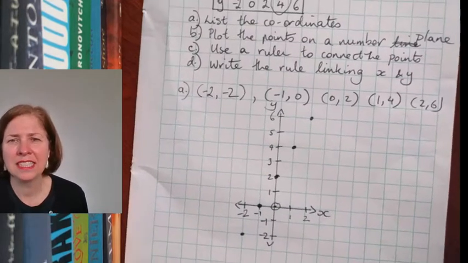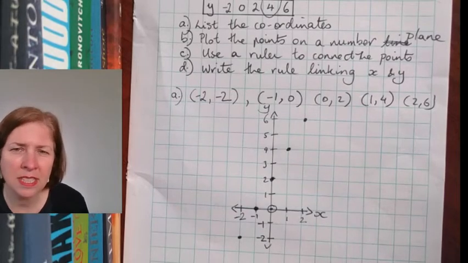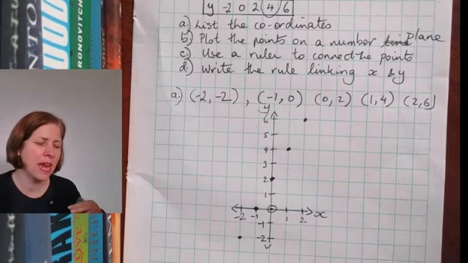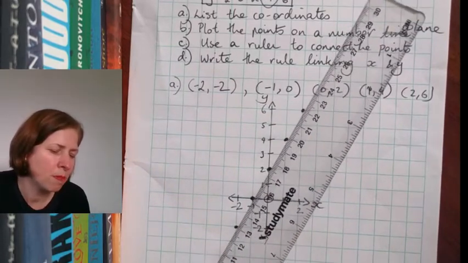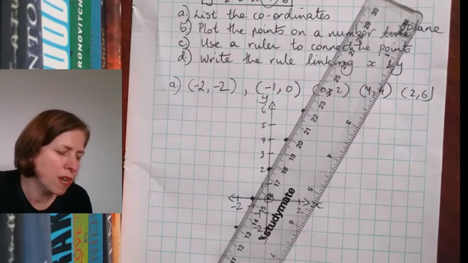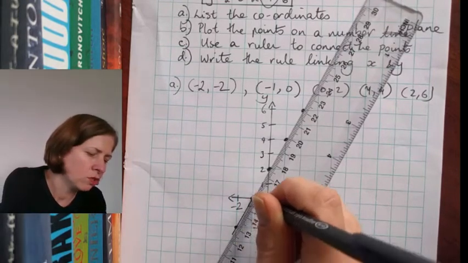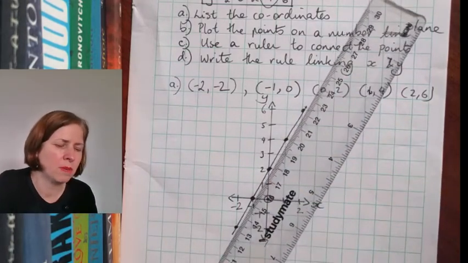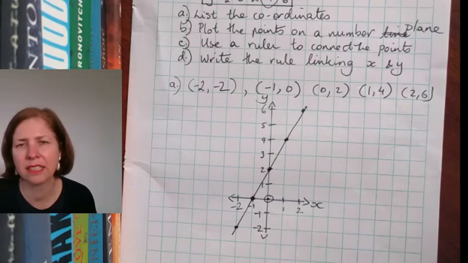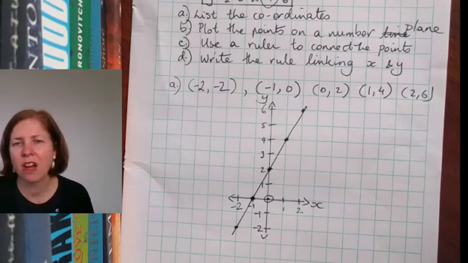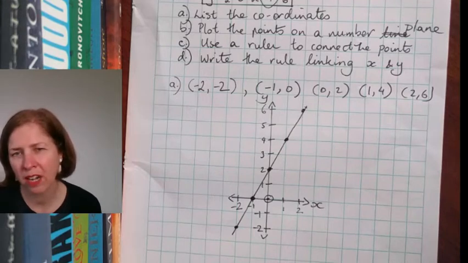Okay, question C says use a ruler to connect the points, because something I notice here is that these points actually make a straight line. Now, if you don't use grid paper, your line might not be perfect, but if you've got grid paper, then you should have a perfectly straight line. And what we're going to do is join them up. Oh, I went a bit crooked there. Join them up with a line. Okay, just like that. Now, it's a straight line because of the kind of pattern we've got. And we're only going to be looking at straight line patterns.